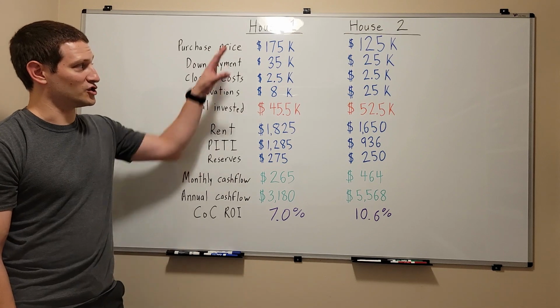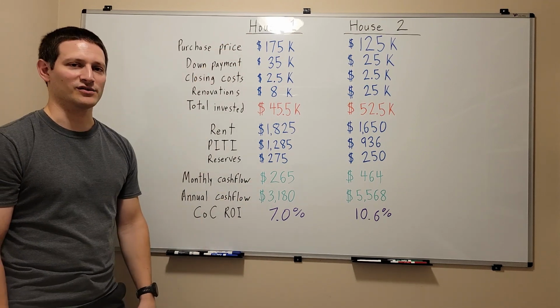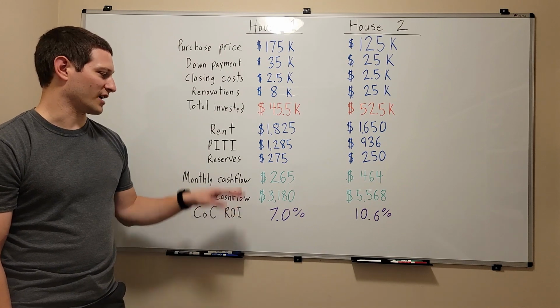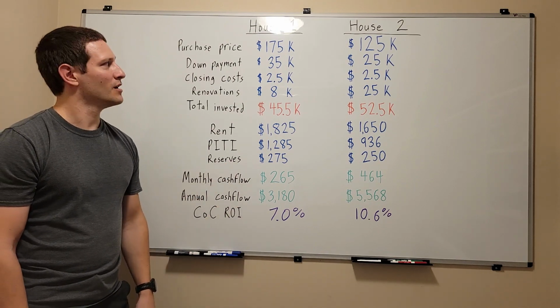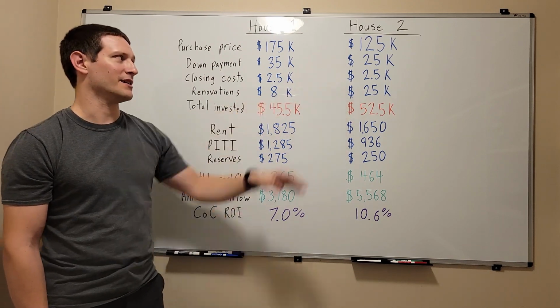So in this case, we actually originally put in an offer on this house. It went into a bidding war, went up over $190,000. At that point, we knew that we weren't going to be able to get a good return on investment. So we did not get house one. A couple weeks later, we put in an offer on house two, and we did end up buying house two.